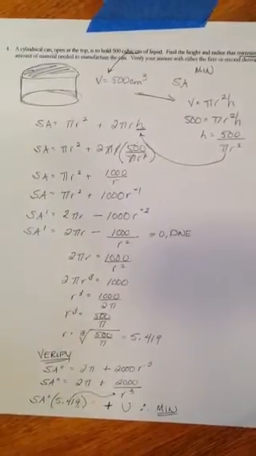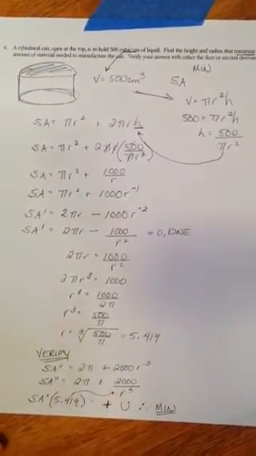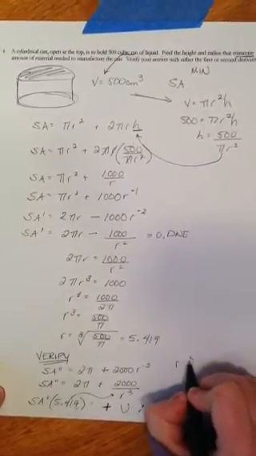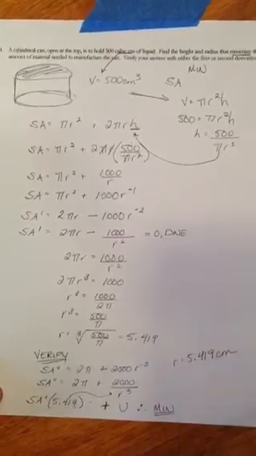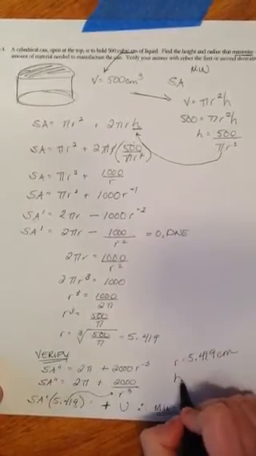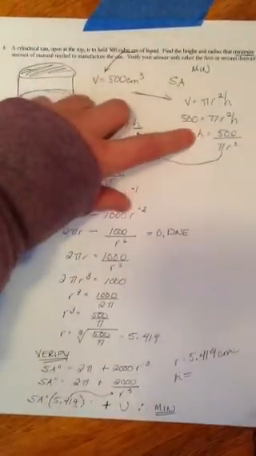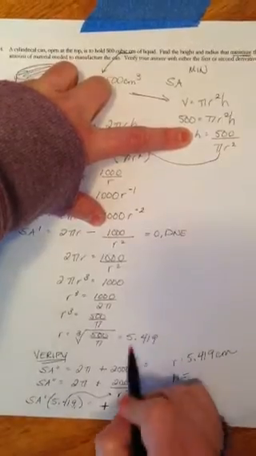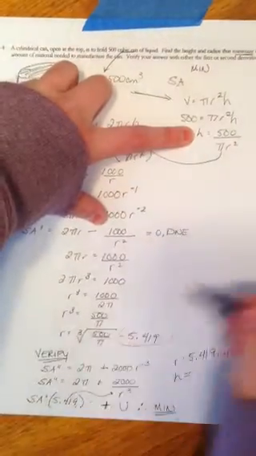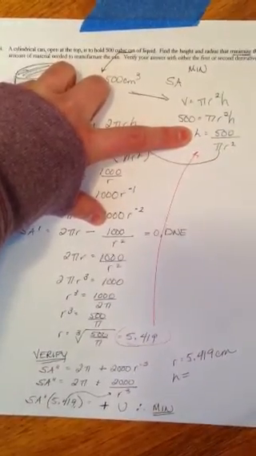Remember, you're being asked to find the radius and the height. So I need to find the radius. I've done that. My units are centimeters on that radius. Now I need to find the height. I have a formula for height from way back in the beginning of the problem. So if I take my answer for the radius and sub that in up here, then I can find the height.